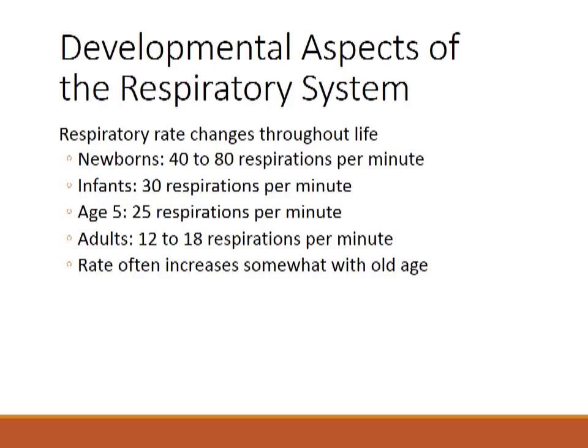Respiratory rate changes throughout life. For adults, 12 to 18 respirations per minute is normal, but for newborns, 40 to 80 respirations per minute is normal. So, as you can see in this list, infants, 30 respirations, age 5 or more to adulthood, 25 respirations. Rates are going to increase somewhat as we get older because that gas exchange isn't as effective as it once was. And so our body needs to get more oxygen in.